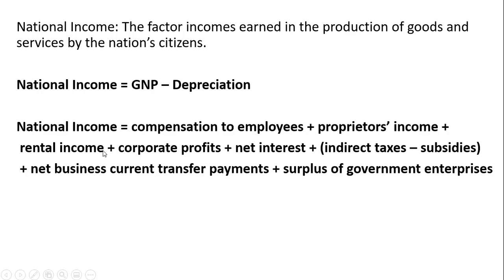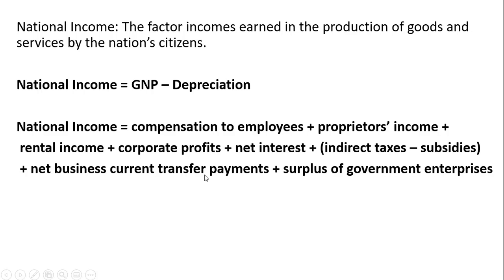Another way, and sometimes you'll have test questions calculating national income this way, is by summing up a number of components. And these components of national income are compensation to employees, proprietor's income, rental income, corporate profits, net interest income, indirect taxes, less subsidies, plus net business current transfer payments, plus surplus of government enterprises.